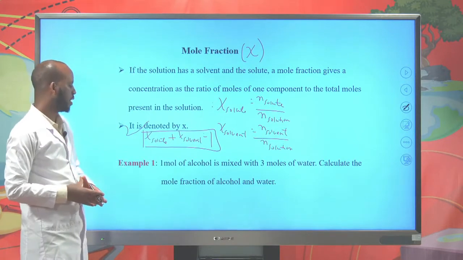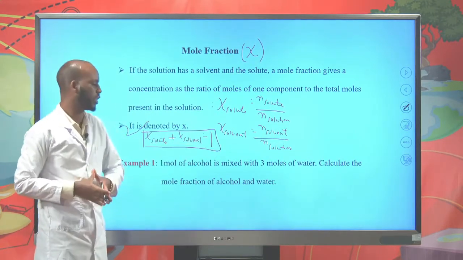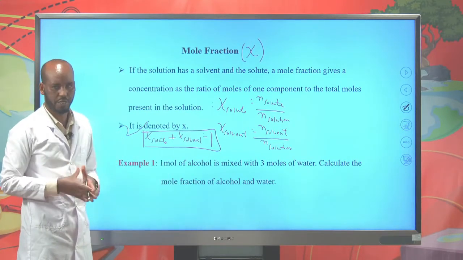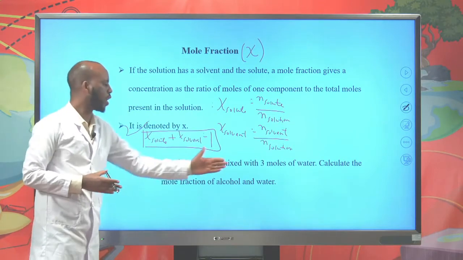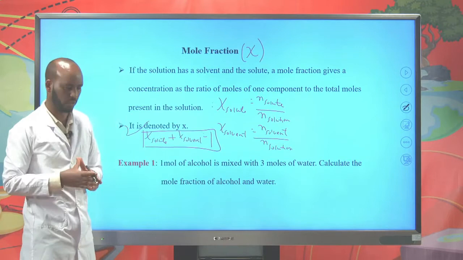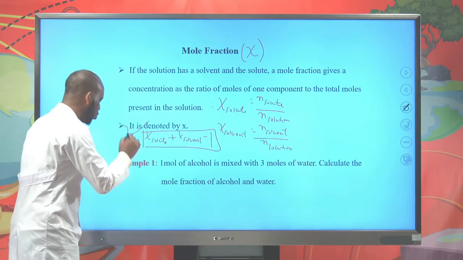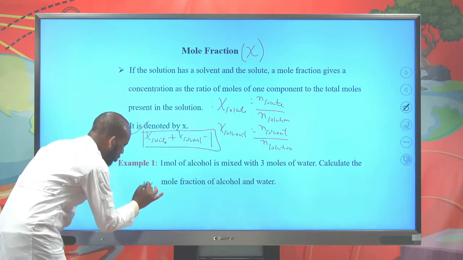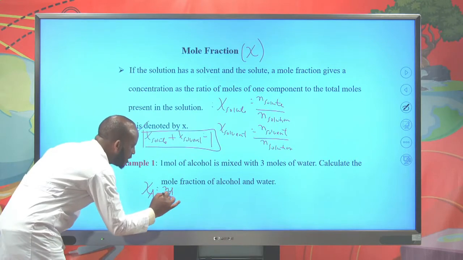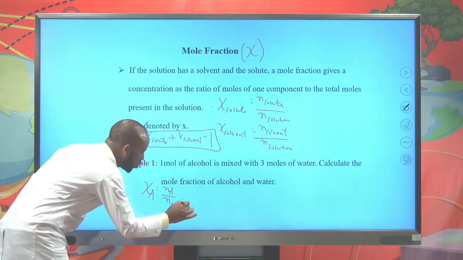For example, 1 mole of alcohol is mixed with 3 moles of water. Calculate the mole fraction of alcohol and water. You are asked to calculate the mole fraction of the solute and the mole fraction of the solvent. Let us do it together. Solution. Mole fraction of alcohol equals number of moles of alcohol divided by number of moles of solution.